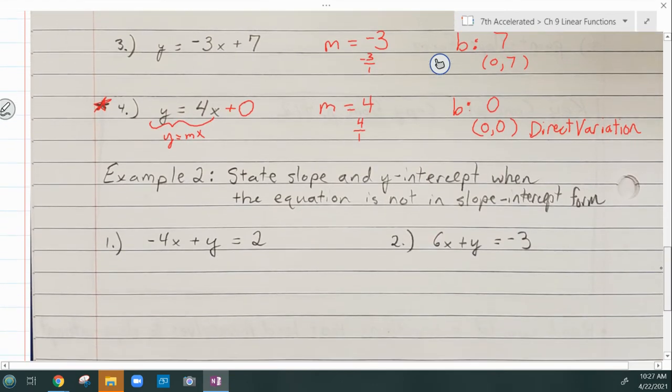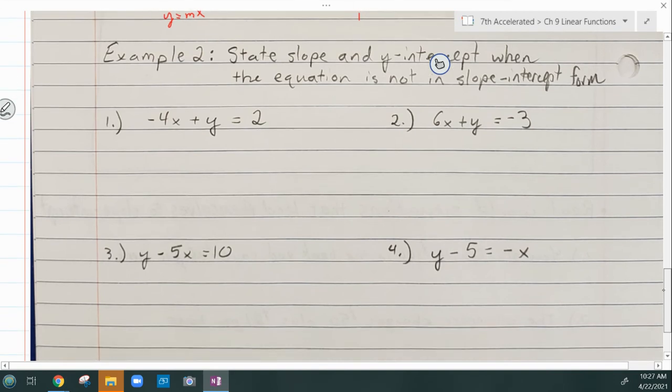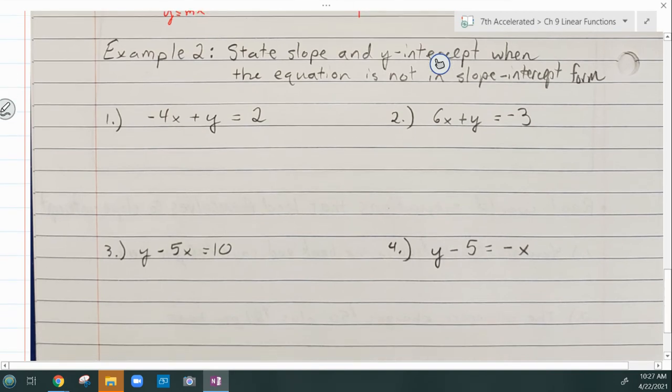Okay, next, this is where it gets maybe a little tricky. State the slope and the y-intercept when the equation is not in slope-intercept form. Well, we have to manipulate these equations. So we have 4 problems, and we want to isolate the y, and then manipulate the terms so that it looks like y equals mx plus b. We need y on the left side. We need the x term first, and then the constant term second on the right side. So we just need it to look like y equals mx plus b.